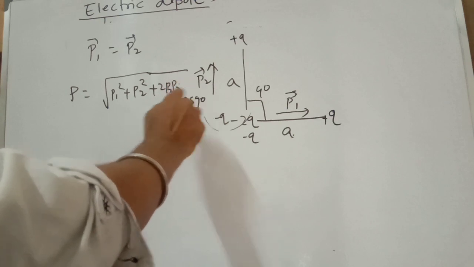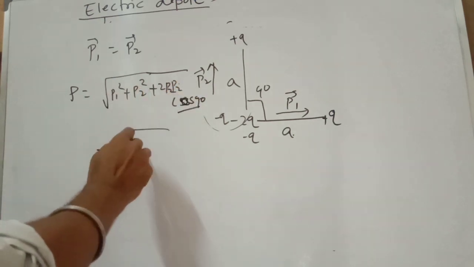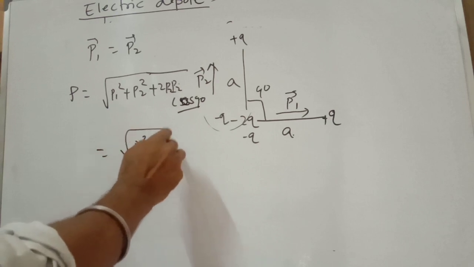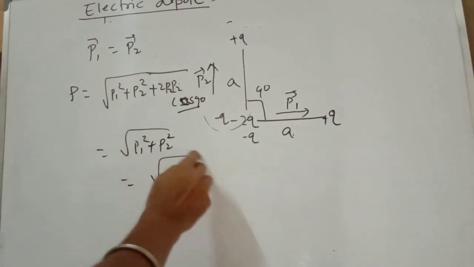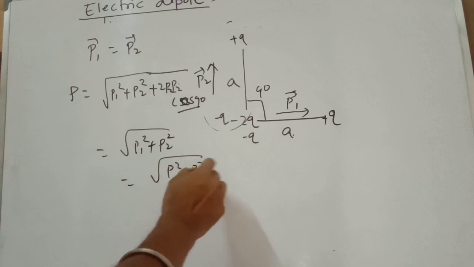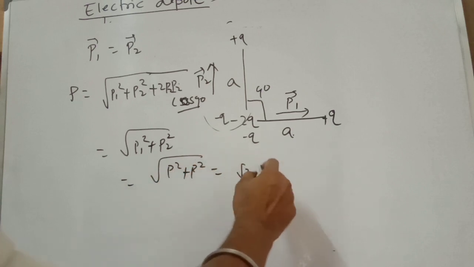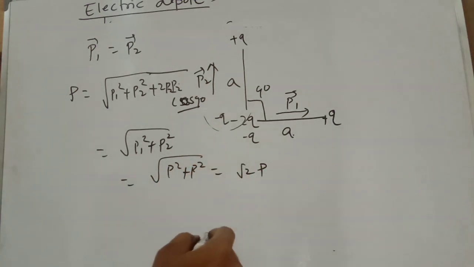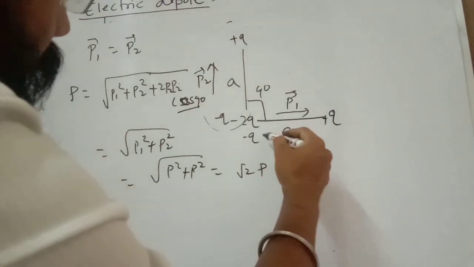So it will go to 0. So it will become only P1 squared, P2 squared. But here P1 and P2 are the same. So you can write P squared plus P squared, and it will become root 2 P. So what is the value of P? The P is already told.